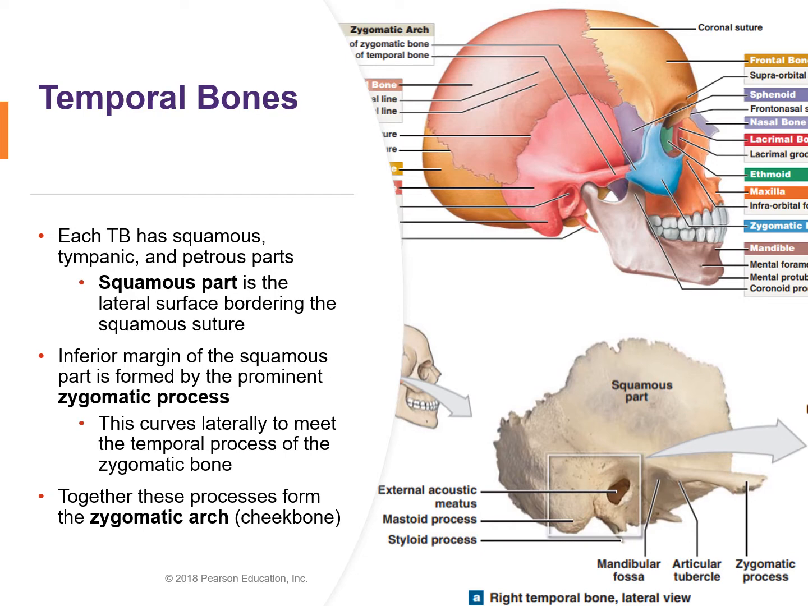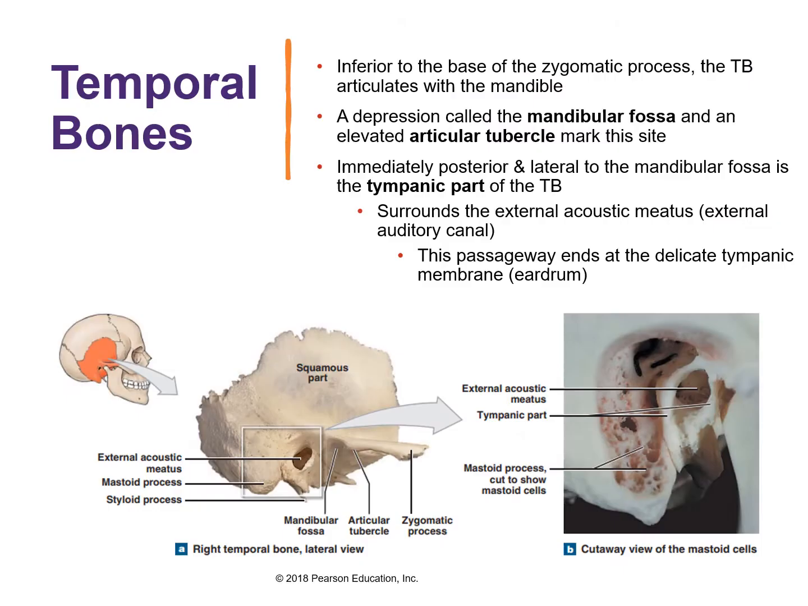Okay, that cheekbone right here. That's in the blue that you can see. Okay? And you can see that attachment right there, that zygomatic arch between that temporal bone and that zygomatic bone. So inferior to the base of the zygomatic process, the temporal bone articulates with the mandible, okay? And so there's a depression called the mandibular fossa, right? Fossa, depression, and an elevated articular tubercle mark this site, okay?